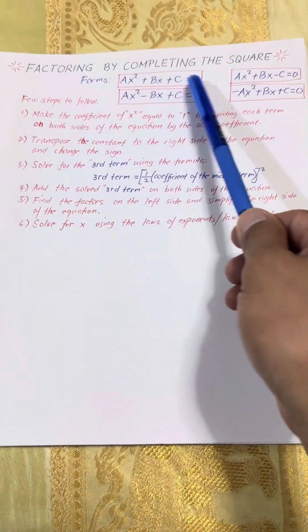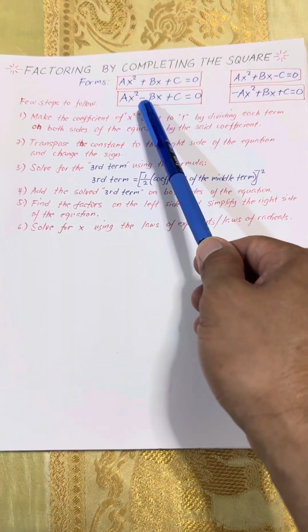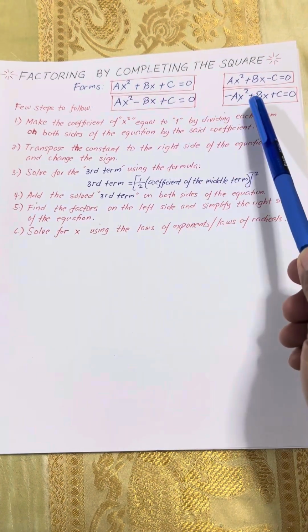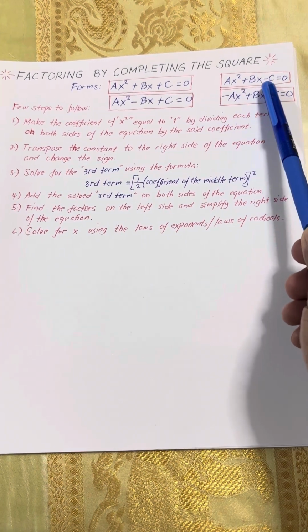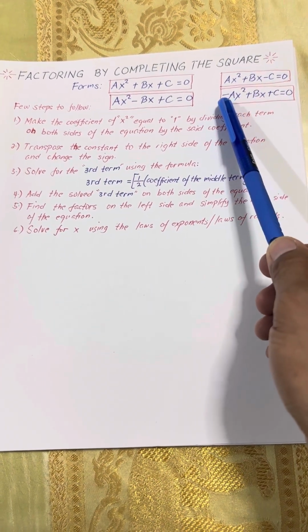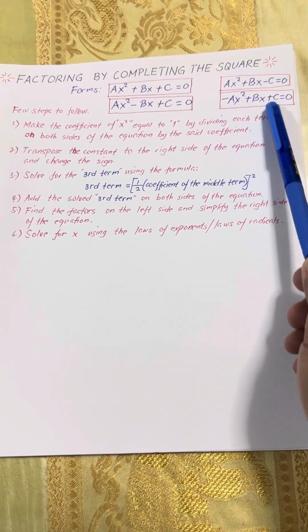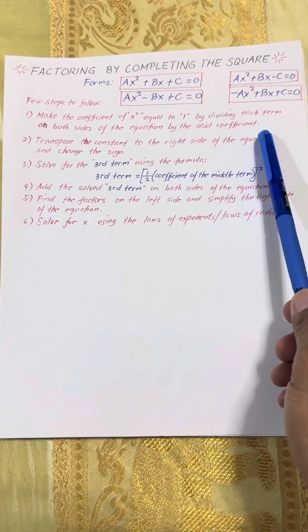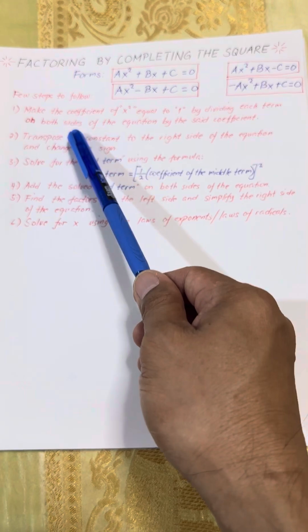It can be in this form or it can be in this form. The middle term is negative here, the middle term is positive, or it can be like this. The constant is negative here, the first term here is negative, and so on and so forth. So we have different forms of quadratic equation. So the few steps are as follows.